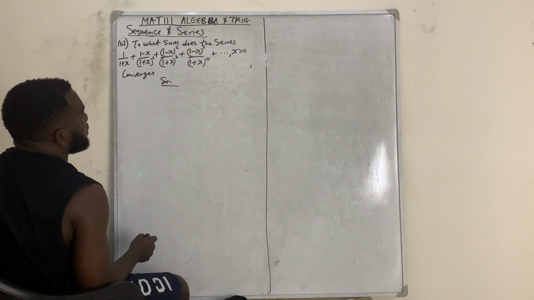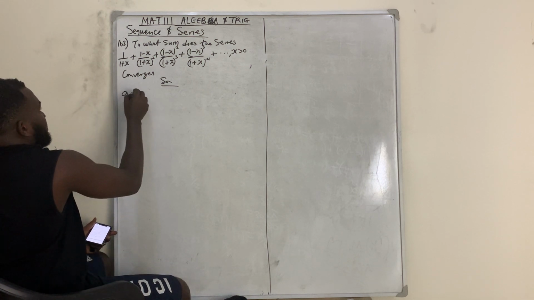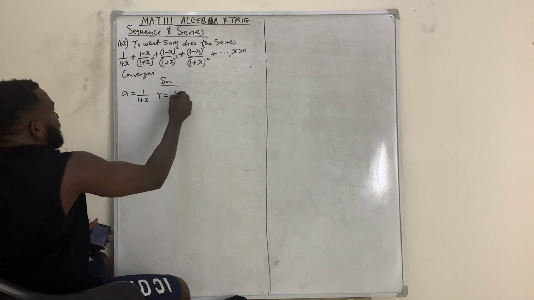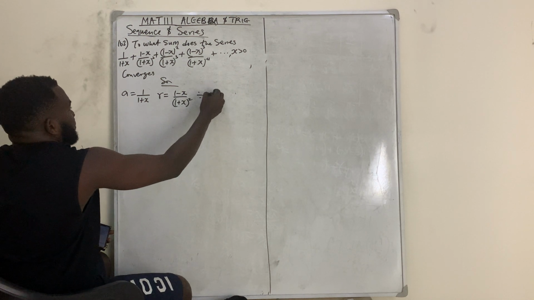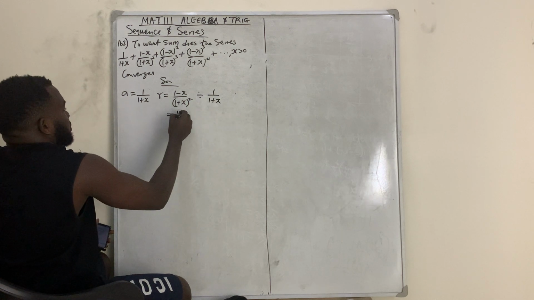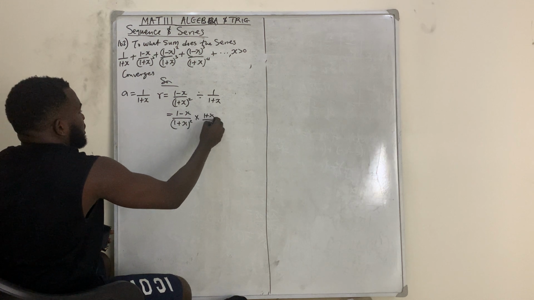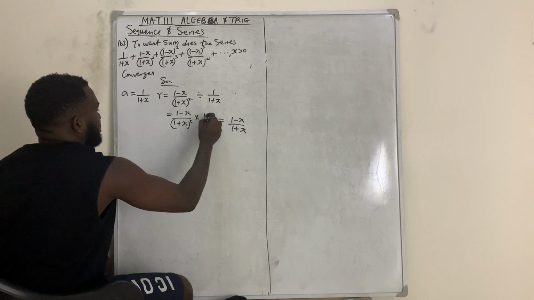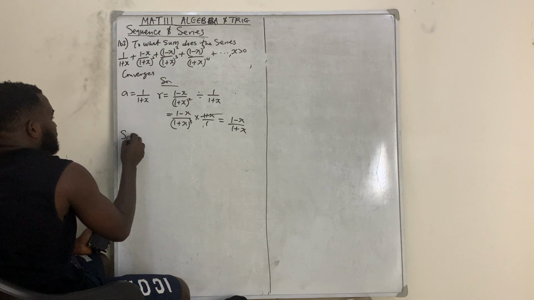Solution. Now for a geometric sequence to converge, we find the sum to infinity. My first term they gave me is 1 over 1 plus x, and the common ratio is the second term divided by the first term. So which is what? 1 minus x over 1 plus x all squared times 1 plus x over 1. So this is 1 minus x over 1 plus x, because this will take care of 1 over 1 of this.